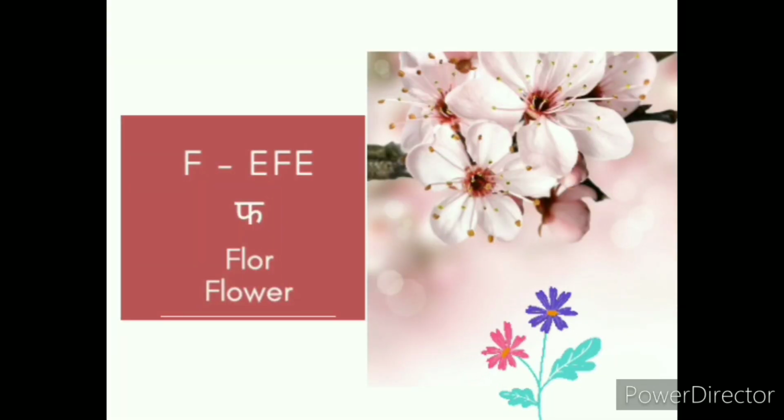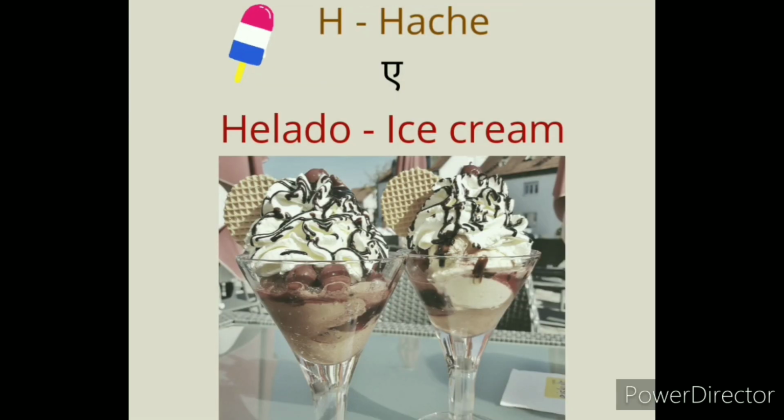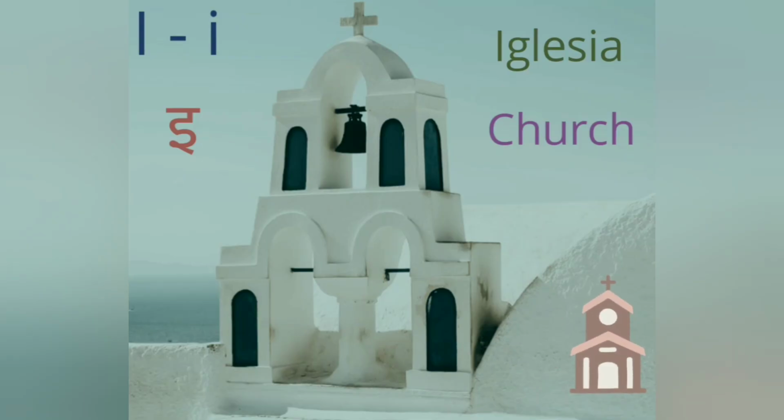F in Spanish is fa. We pronounce it as in flower. G in Spanish is K, but we pronounce it as G, as in gato. Gato means cat. H in Spanish is silent, so we pronounce the word as helado. Helado means ice cream. I in Spanish is E, as in iglesia. Iglesia means church.